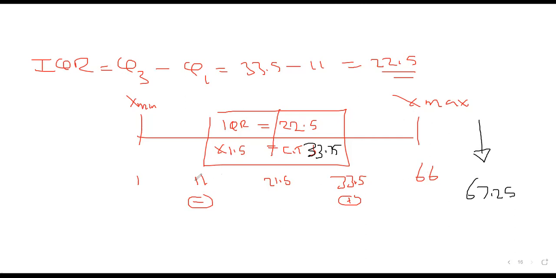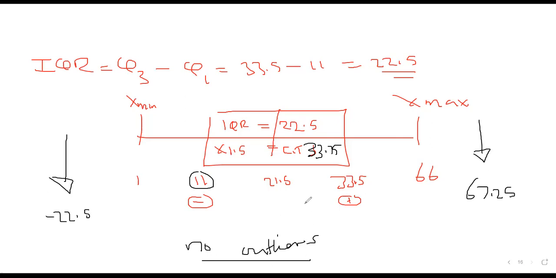Then for 11, we subtract the 33.75. Let's subtract on this side. So this side we're subtracting, this side we're adding. So 11 minus 33.75, we're going to get negative 22.75. So this one has also survived. So in this case, there are no outliers. Okay. So this is how we identify whether outliers are there or not.